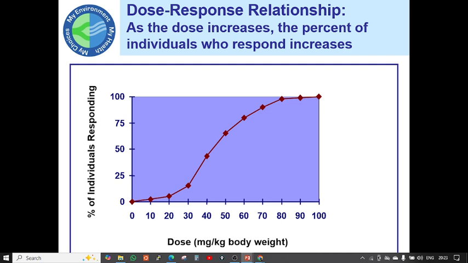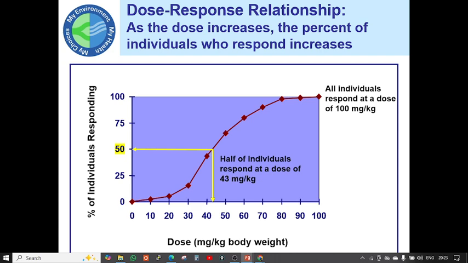It is not purely directly proportional, but it increases slightly at first, then increases sharply for some time, and after that it remains constant at 100. That means there is no further effect on these individuals at that particular dose. So this is the dose-response relationship. As the dose increases, the percentage of individuals responding also increases. Obviously that is directly proportional.